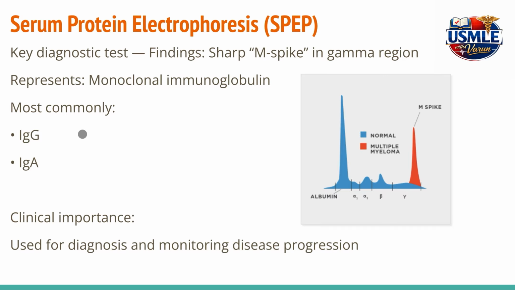The key diagnostic test is serum protein electrophoresis, or SPEP. It shows a sharp M spike in the gamma region. Whenever you see a question mentioning a sharp M spike in the gamma region, you need to think about multiple myeloma. This is a typical feature in serum protein electrophoresis. It represents monoclonal immunoglobulin production, and this test is used both for diagnosis and for monitoring disease progression in cases of multiple myeloma.